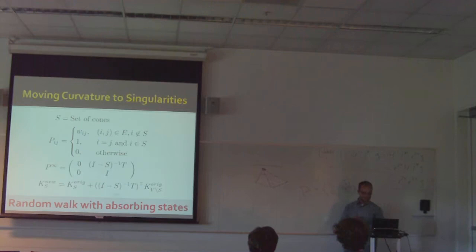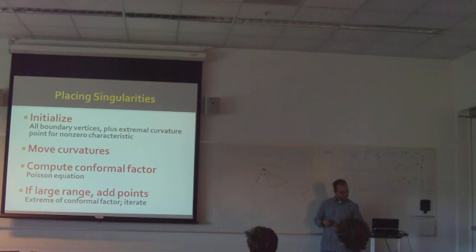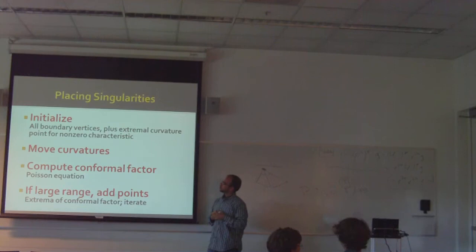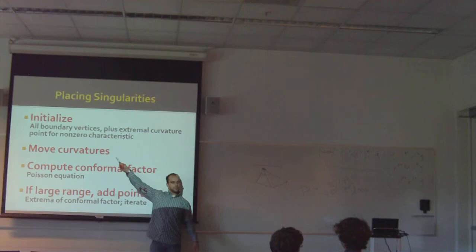So anyway, there's a little bit of a chicken and egg problem. In fact, the paper uses exactly that phrase: how do you mark what points are the cone points? Well, you have to mark at least one, so initially you just choose some extremal curvature point, because you think of points of high curvature as places that are going to take a lot of work to relax to a plane. And then we run this little process for moving curvature to the singularities we've marked, and then I compute that conformal factor.